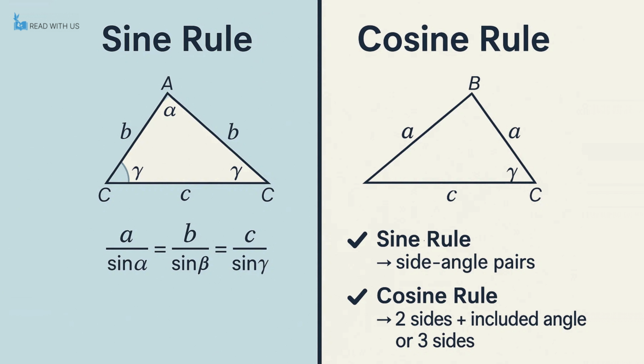Here's how to choose between the two rules. If you have a pair of side and opposite angle, use the sine rule. If you have two sides with the included angle, or all three sides, use the cosine rule.